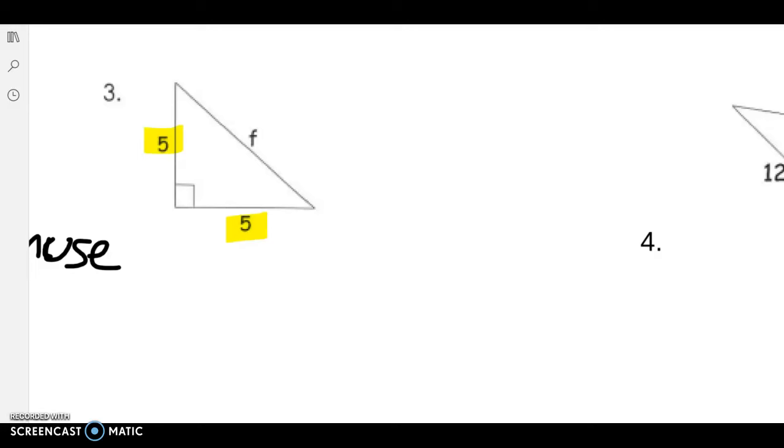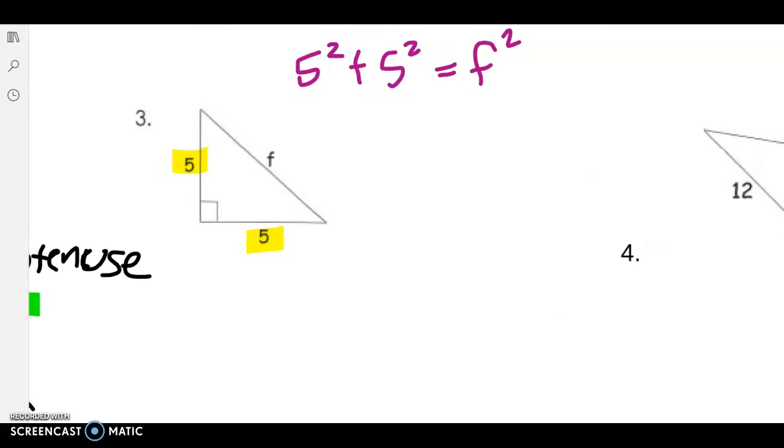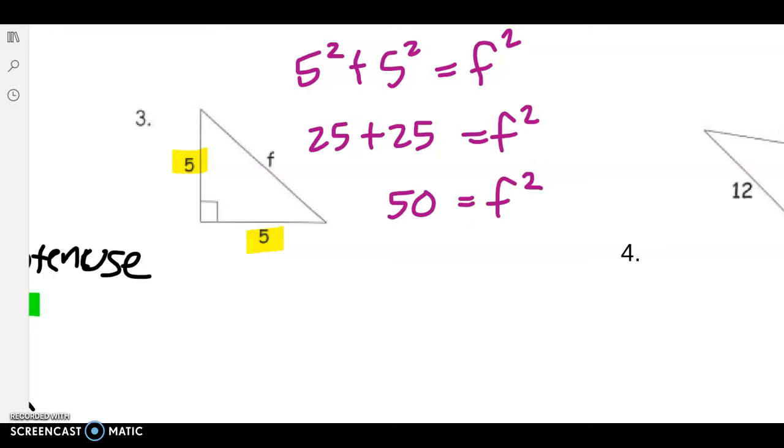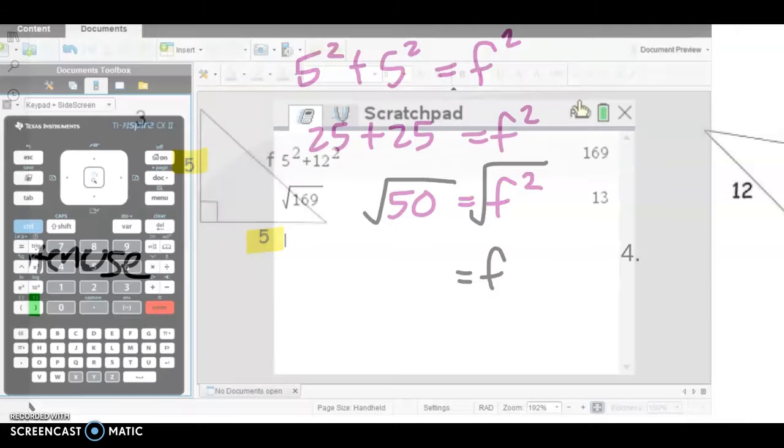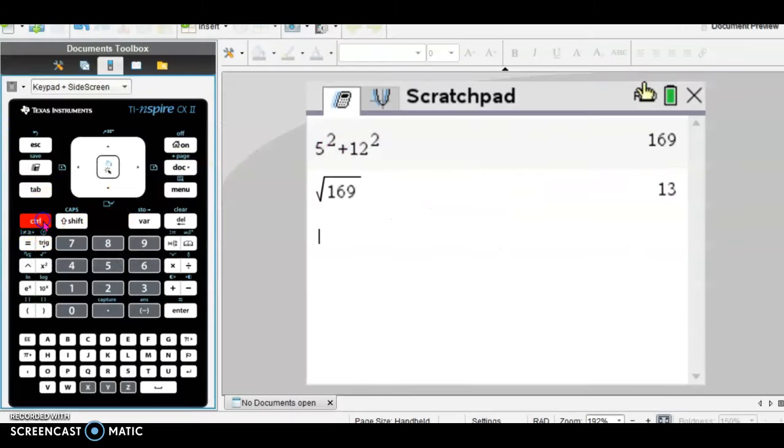So 5 squared plus 5 squared equals f squared. 5 squared plus 5 squared. So 5 squared is 25. 5 squared is also 25, and when we add them together, we do get 50. Now to find f, remember we take the square root of both sides to get rid of that squared. Now it's just f. So when we type in the square root of 50 into our calculator, let's see what happens. Control x squared. Square root of 50. What do we get? It is a decimal.